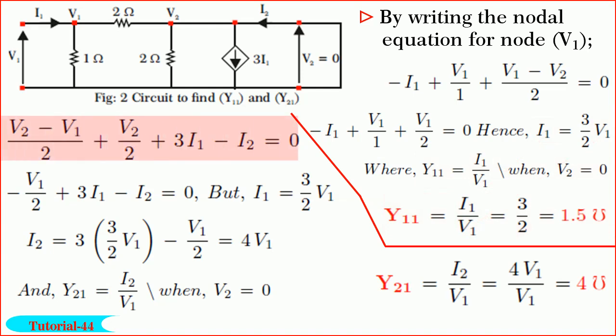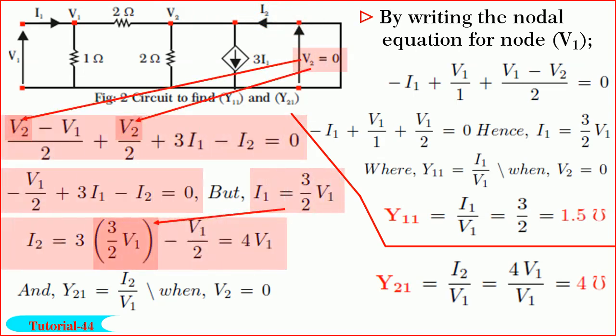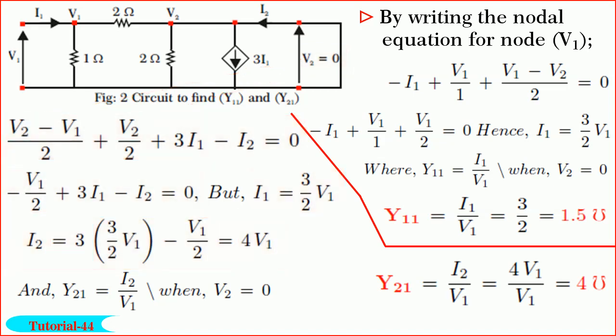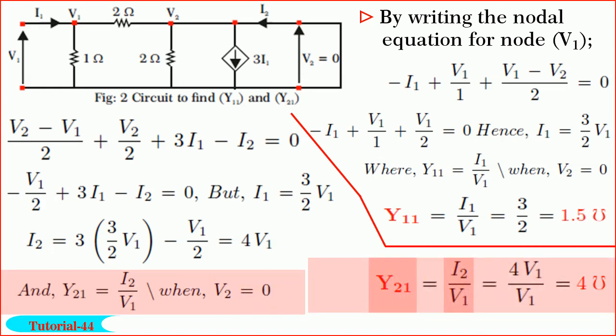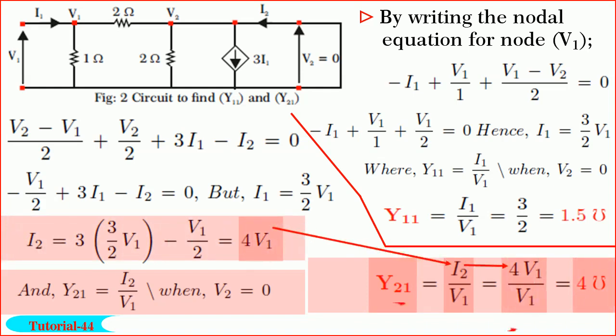Similarly, by writing the nodal equation for node V2, we get (V2 minus V1) divided by 2 plus V2 divided by 2 plus 3I1 minus I2 is equal to 0. By substituting V2 is equal to 0 and solving it, we get I2 is equal to 4V1. But Y21 is equal to I2 divided by V1, which will give us 4V1 divided by V1, and hence Y21 is equal to 4 mho.